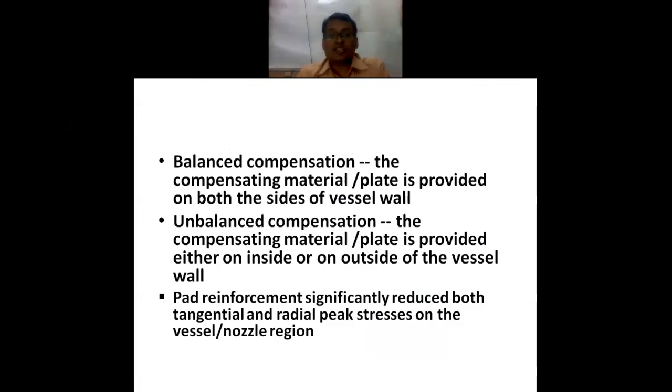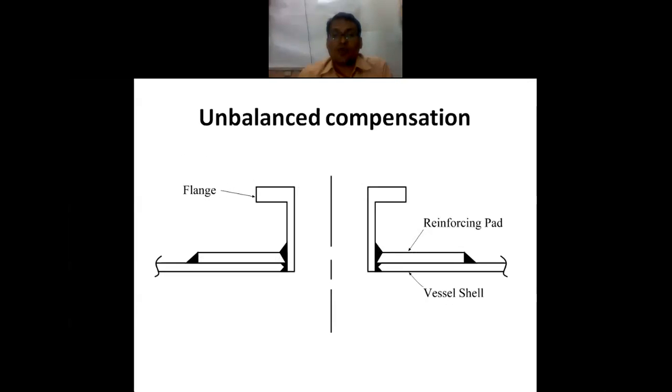Then there is balanced compensation and unbalanced compensation. In balanced compensation, the compensating material or reinforcing plate is provided on both sides of the vessel wall, and in unbalanced compensation, the compensating material plate is provided either on the inside or on the outside of the vessel wall.